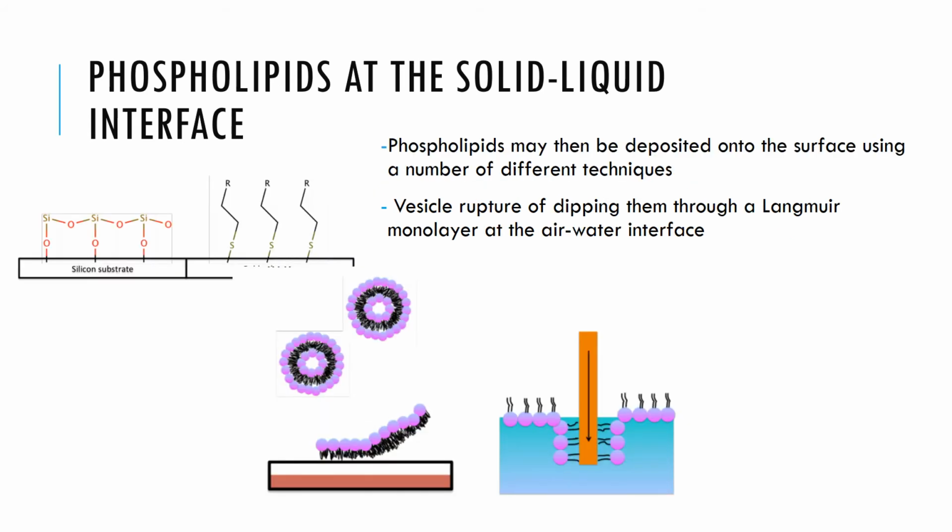Then you can deposit the phospholipids directly onto the surface using a number of different techniques. You can use a structure that we call a vesicle, and I will talk more about these towards the end of this session. And you can basically rupture the vesicles over the surface and form a phospholipid monolayer. Or you can take a Langmuir monolayer and dip a block of silicon or gold into it, and you transfer the monolayer onto the solid support.